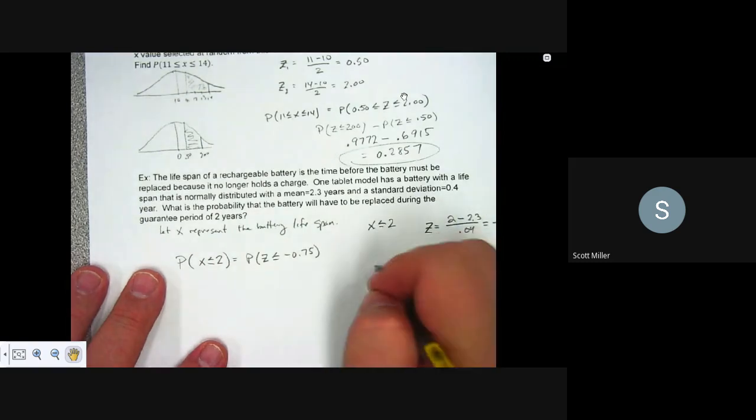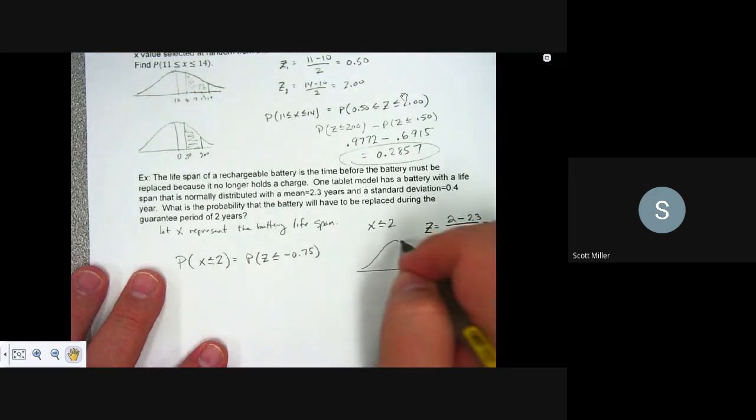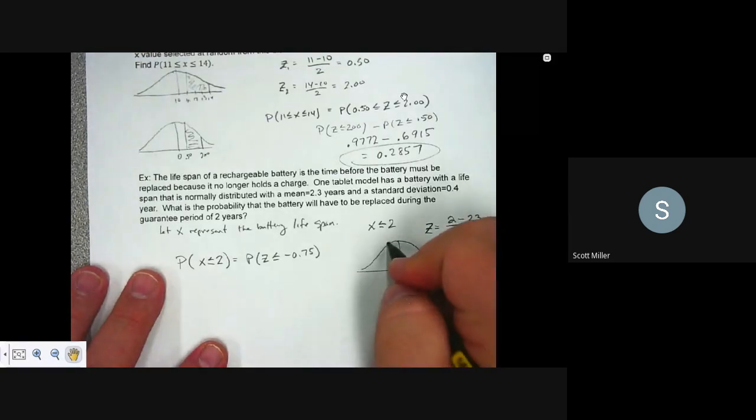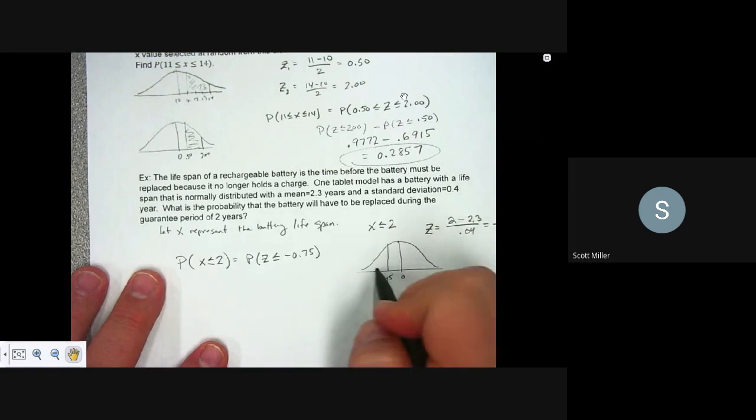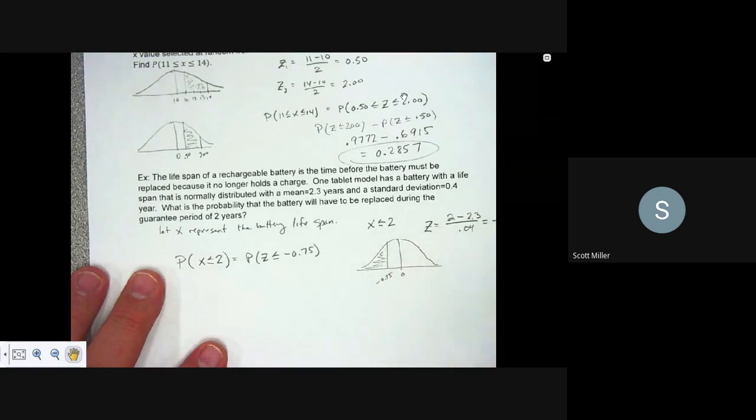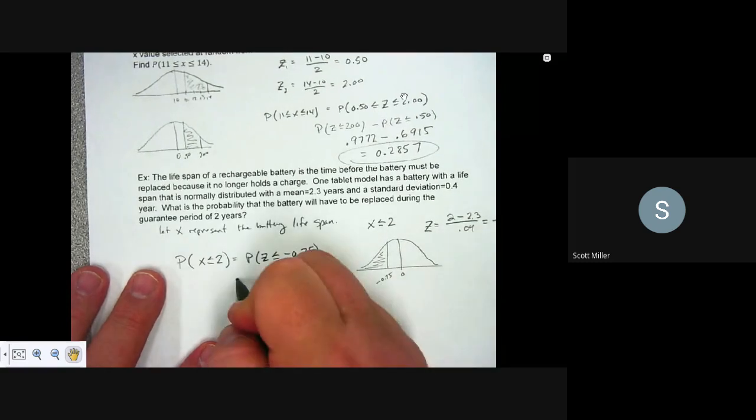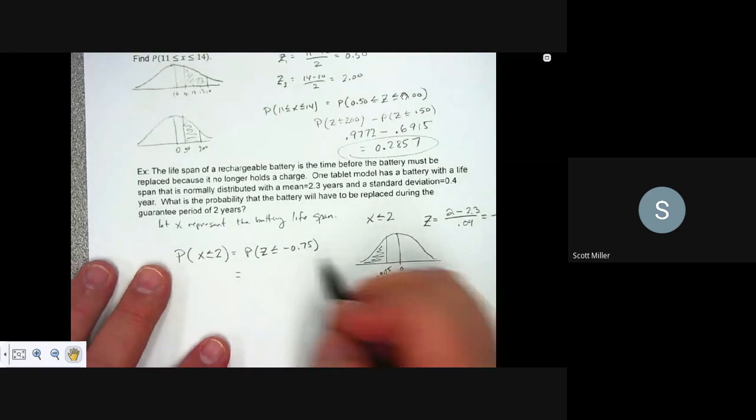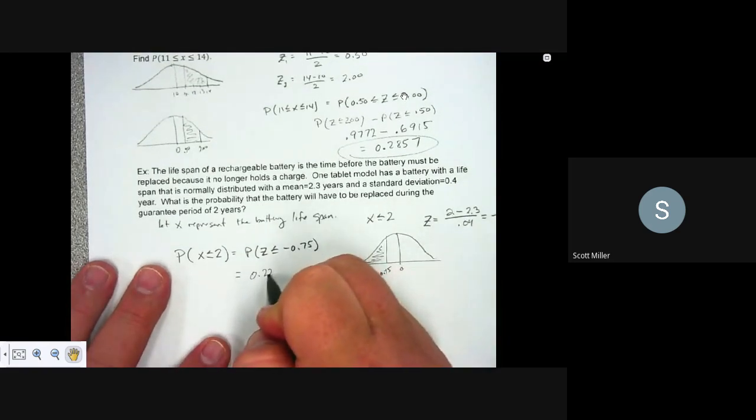In my picture, the z-score is negative, and that is right over here. This is a negative 0.75 standard deviation, so I'm looking for the area to the left. We can go straight to our table, which you all know how to do. I'm not going to walk you through that one again, and you're going to get 0.2266.